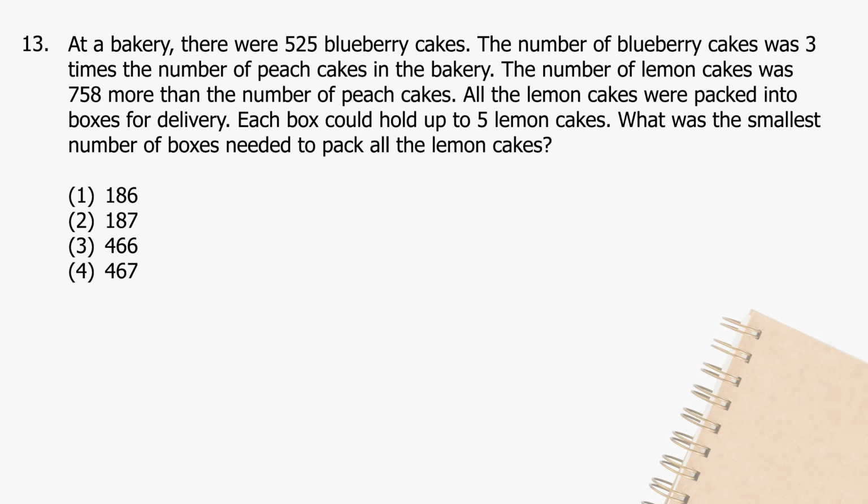Question 13. At a bakery, there were 525 blueberry cakes. The number of blueberry cakes was 3 times the number of peach cakes in the bakery. The number of lemon cakes was 758 more than the number of peach cakes. All the lemon cakes were packed into boxes for delivery. Each box could hold up to 5 lemon cakes. What was the smallest number of boxes needed to pack all the lemon cakes?